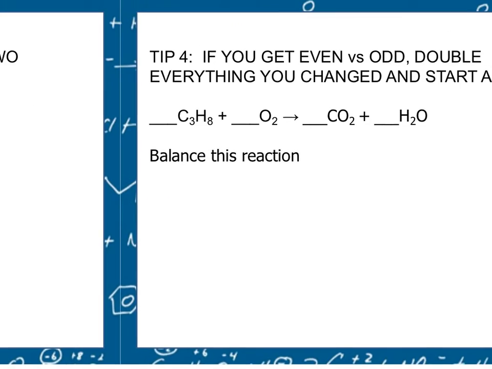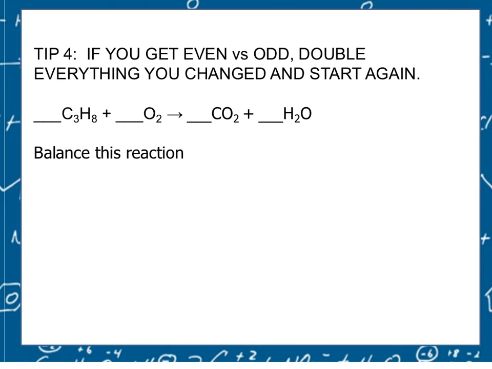Very last tip for the hardest kinds of problems that I'm going to give to you is occasionally you'll get into a situation that I call even and odd. And what you're going to do is double everything, because if you double any odd number, it'll become an even number. Let's look at this one and see how that helps. Again, I'm going to stay away from the oxygen, because oxygen is in more than 2 compounds. I want to do either the carbon or the hydrogen first.